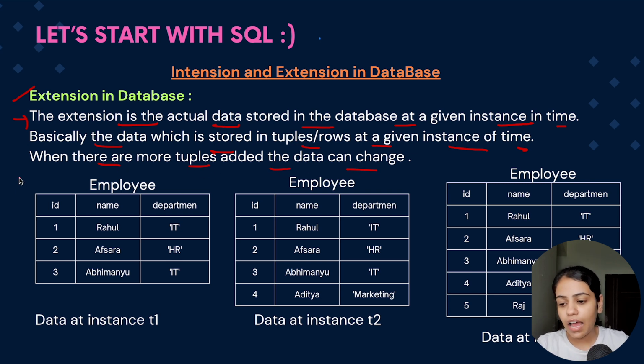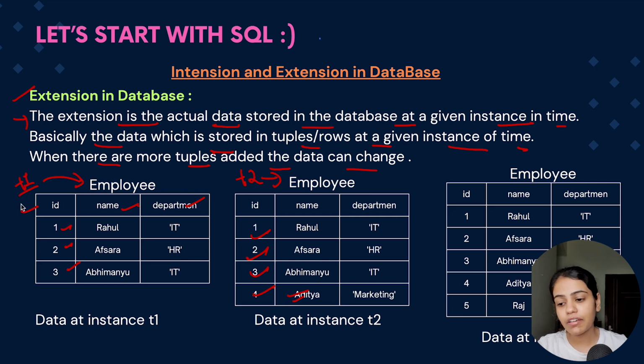So consider that at a time t1, I am looking at my employee table. In this employee table, I can see there is ID, name and department. And there are entries of 3 people, Rahul, Afsara and Abhimanyu. Now the company hires a new individual. So whenever they hire a new individual, the tuple or the row would be filled with new values. Now if I see my table at time t2, I can see that there are 4 entries in my table now. So the entry for Aditya is newly added at time t2.